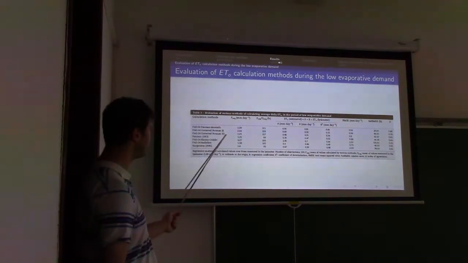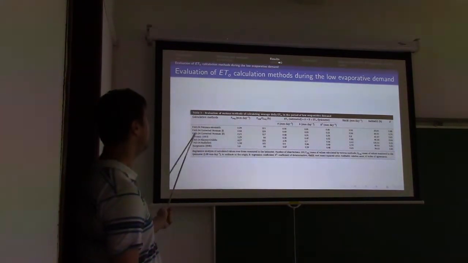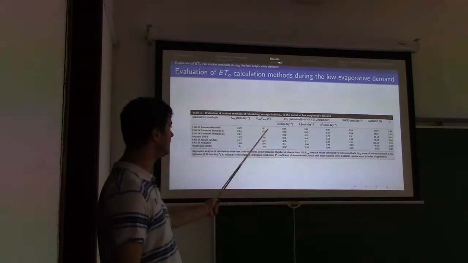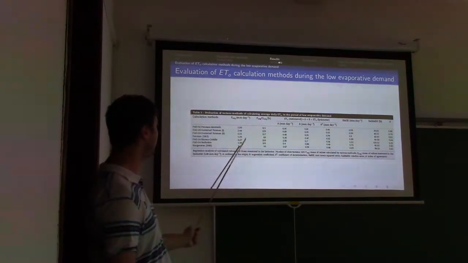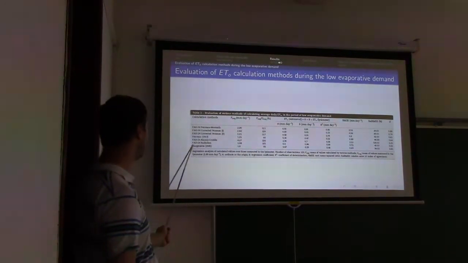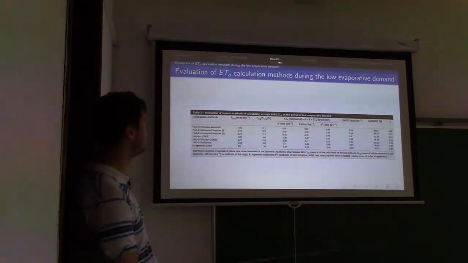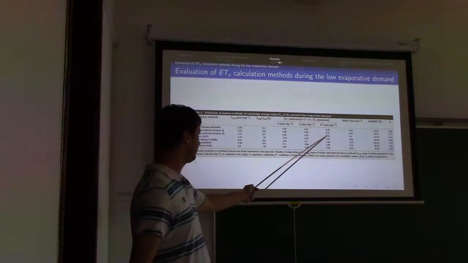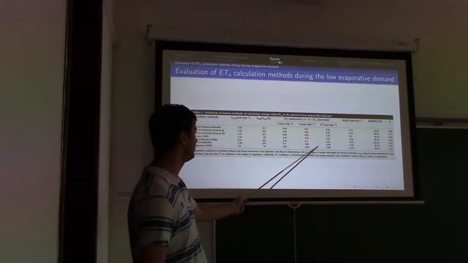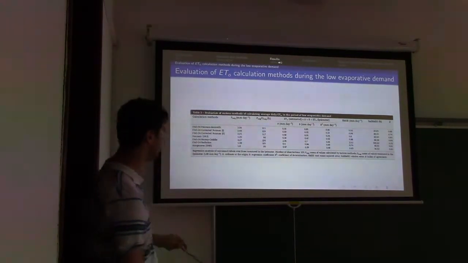for all the methods. We can see that Penman now overestimates this evapotranspiration, and that Hargreaves underestimates, but a little bit. And we can see that the coefficient of determination is much lower in this case.